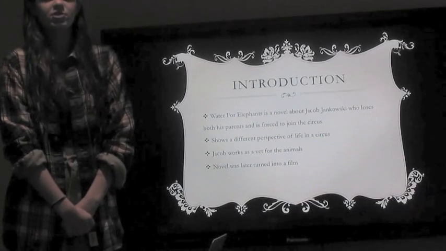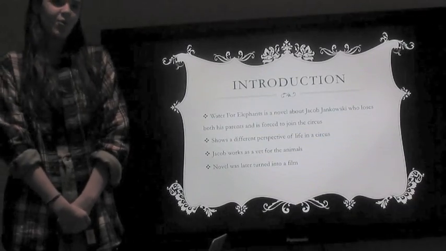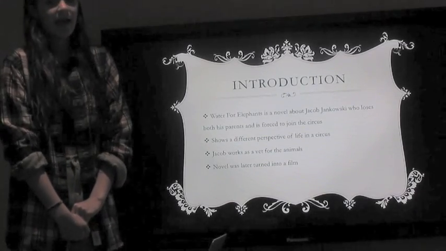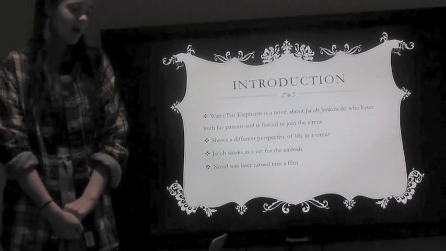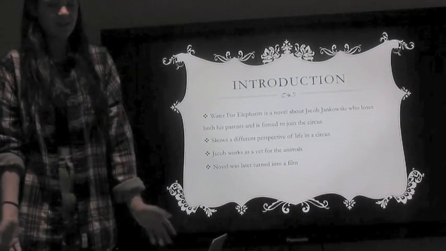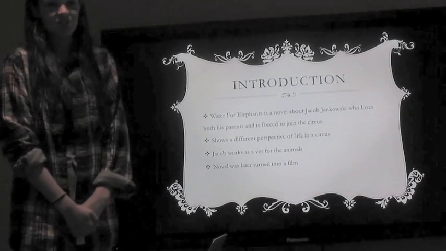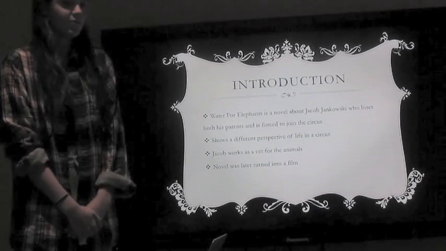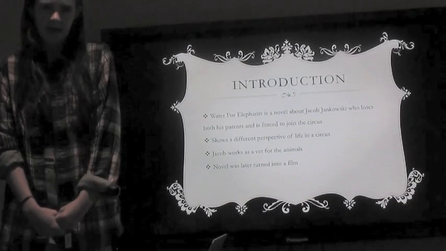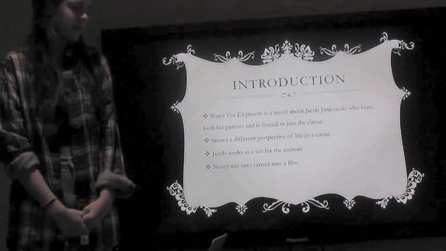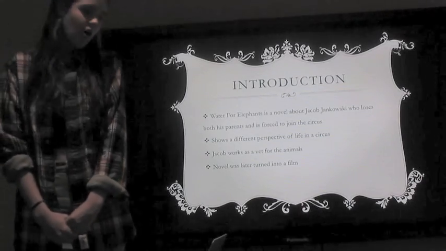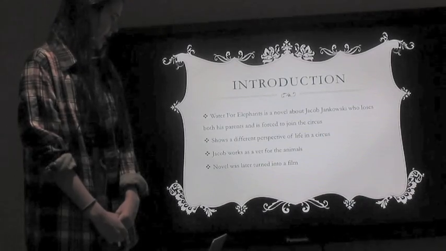It's about the main character, Jacob Jankowski, who works on a circus, but he actually had to drop out of veterinary school as both of his parents died in a car accident, and he was left with absolutely nothing, no money, and really nothing to do. So he left and was almost forced to join the circus, and the whole novel shows a different side to the circus that you wouldn't really imagine and haven't seen. He then gets to work as a vet on the circus and help the animals.